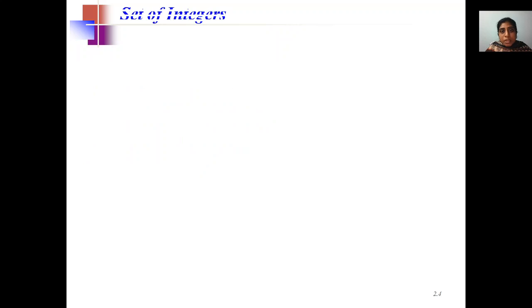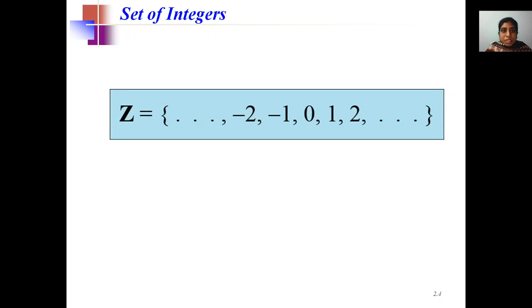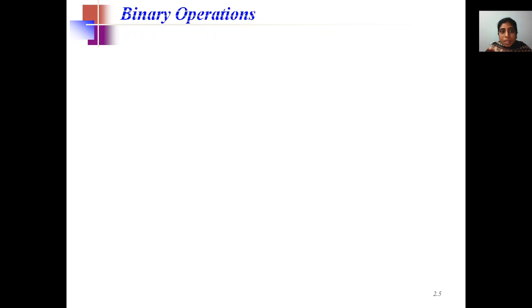So what is the set of integers? Generally the set of integers is represented by Z. It contains all the negative values as well as the positive values, that is the numbers on the number line. All the positive integers are represented by Z plus and all the negative integers are represented by Z minus. Then coming to binary operations, generally we have operations like plus, minus, multiplication and so on.